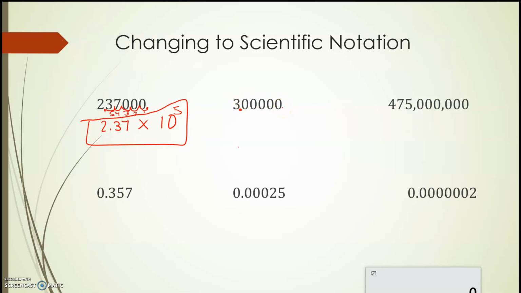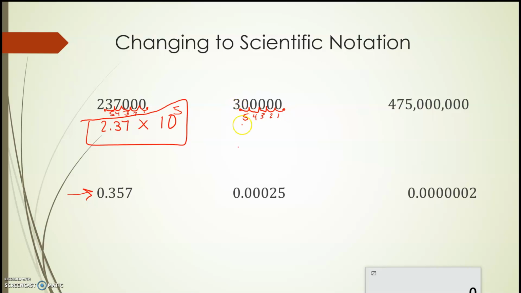Again, you have to put your decimal directly after the first digit, and then you count. How far did it move? Since there is no decimal on here, we know it started here. If you don't see a decimal, you always put it at the end on the right side. We're going to count. 1, 2, 3, 4, 5.